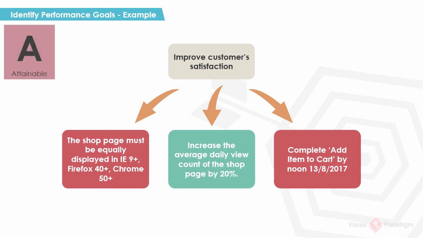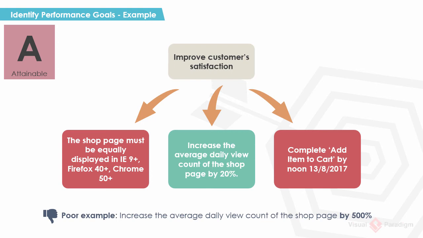Attainable. Again, the second goal asks for only a 20% improvement, which is a goal that can be achieved by the team. The poor example would be to aim for 500% improvement. Well, we can't really say aiming for 500% improvement is unrealistic, because whether it is unrealistic or not depends on many factors, such as the resources available, the time allowed, and etc. Just keep in mind that the goal must be set by considering the team's capability and other related factors.